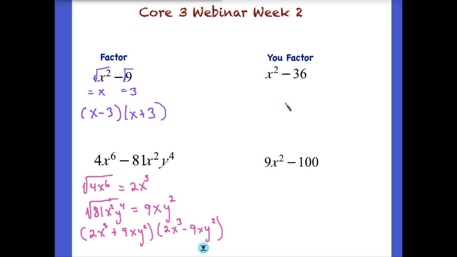Good, you were starting. So you guys remember, just sum and difference. All you have to do is take the square root of the first term and the square root of the second and write your sum and difference. I can see that a couple of people are already pretty much done.